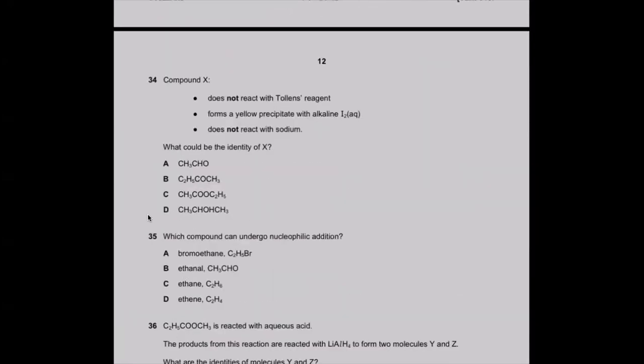Now, MCQ number 34. Compound X does not react with Tollens reagent, forms a yellow precipitate, does not react with sodium. So if it does not react with Tollens reagent, it's not an aldehyde, not an alcohol. So it means it's a ketone, and specifically a ketone with the CH3 bonded to C double bond O. So that's what we have concluded.